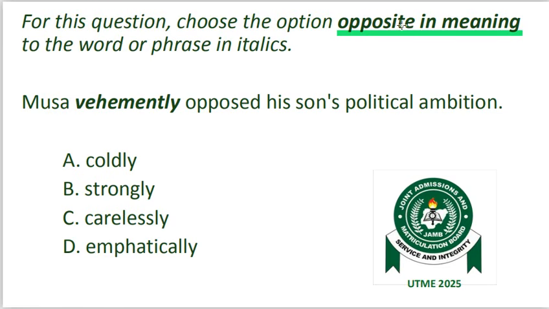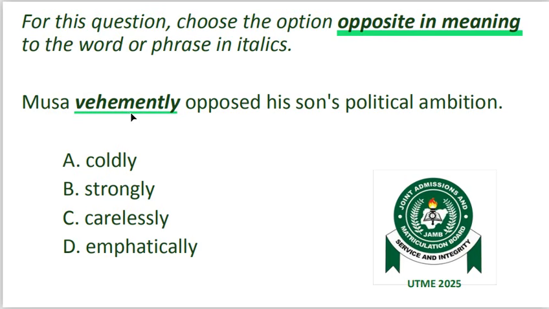The question says, Musa vehemently opposed his son's political ambition. Vehemently is in italics. A. Coldly. B. Strongly. C. Carelessly. D. Emphatically. The word vehemently means strongly or passionately. When you do something with the whole of your passion, you say you do it vehemently.